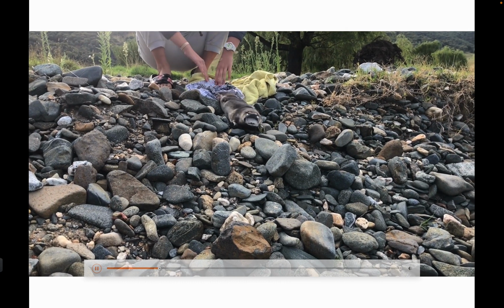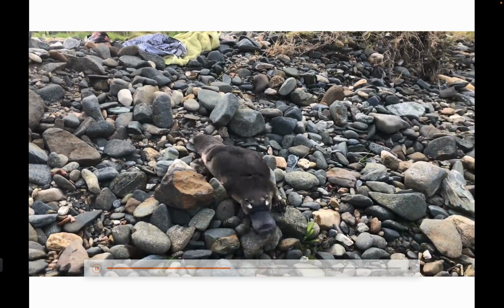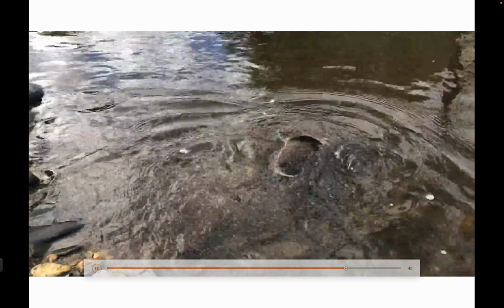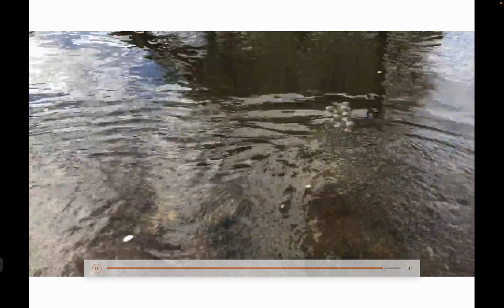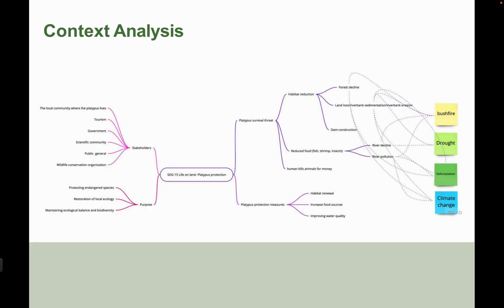The platypus is known worldwide as a four-legged species. It is only found in eastern Australia and Tasmania. Its population is declining due to prolonged drought, warming, and fire. The platypus is an important part of Australia's freshwater environment, and we want to ensure a thriving ecology for the platypus to protect the future of the many other wild animals that share its habitats.